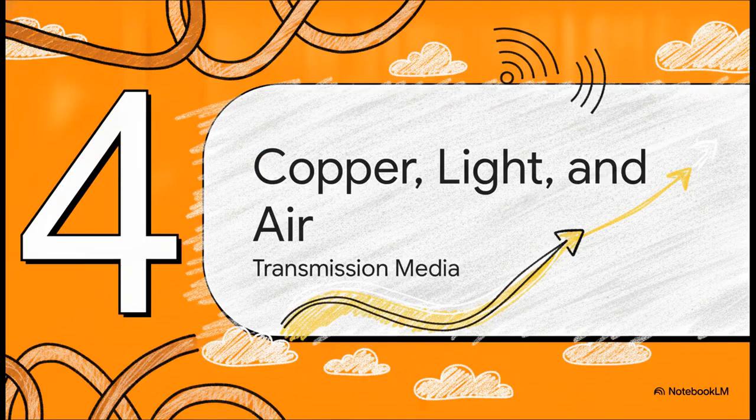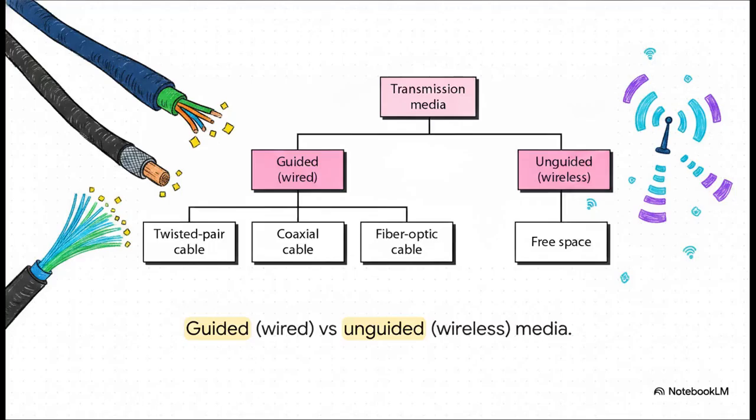Let's look at the roads themselves in Section 4, copper, light, and air, the transmission media. Network media basically falls into two major categories. First, we have guided media. This means physical cables like twisted pair, coax, or fiber optics that literally guide the signal down a confined pipe to its destination. Second, we have unguided media, which uses free space for wireless transmission, broadcasting signals out in multiple directions all at once.